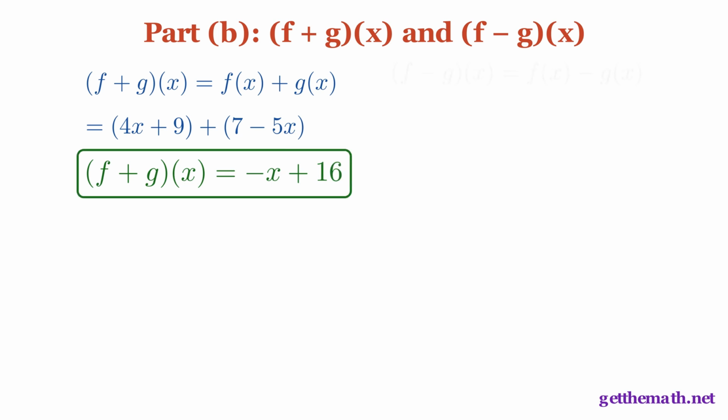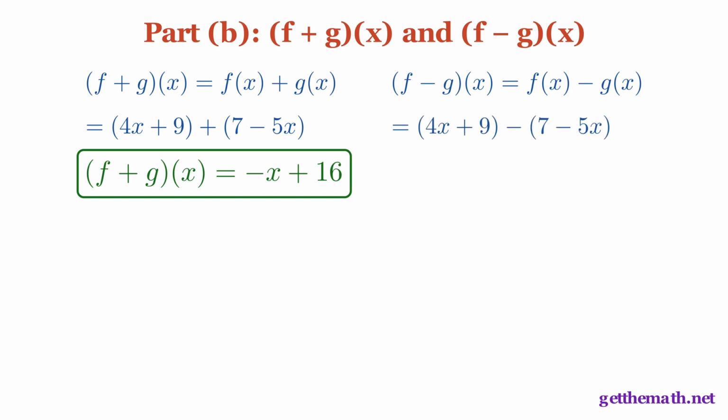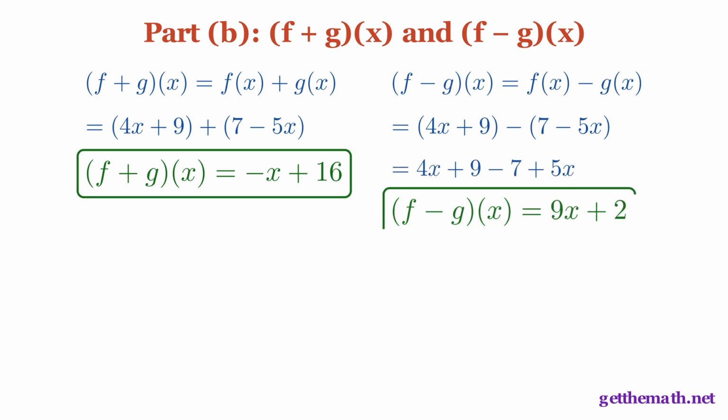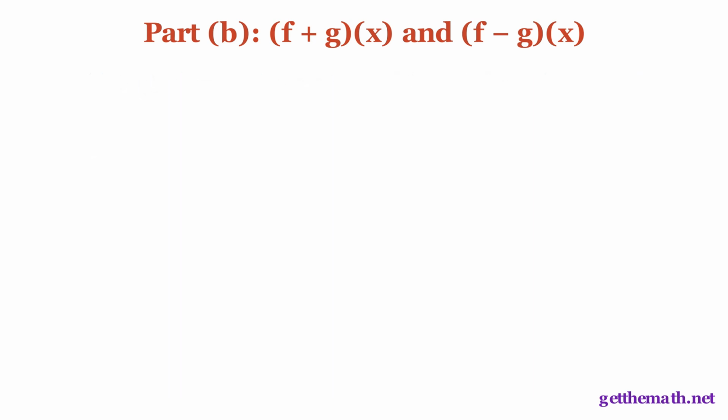F minus g of x. Combine f of x minus g of x: 4x plus 9 minus the quantity 7 minus 5x. Distribute the negative, 4x plus 9 minus 7 plus 5x. Combine like terms, 4x plus 5x equals 9x. 9 minus 7 equals 2. F minus g of x equals 9x plus 2.